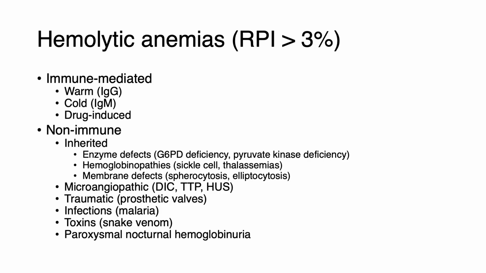Your non-immune include your inherited disorders like your G6PD deficiency, your hemoglobinopathies, and membrane defects. You also want to look out for your microangiopathic hemolytic anemias like TTP and HUS. Think about macroangiopathic hemolytic anemias caused by trauma like prosthetic valves, infections, toxins, and then very rarely paroxysmal nocturnal hemoglobinuria.